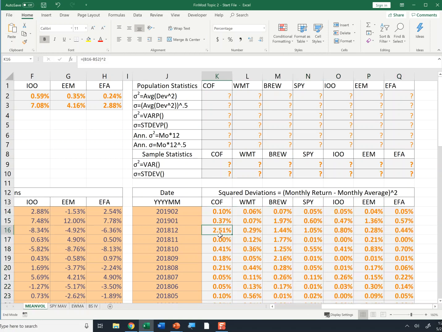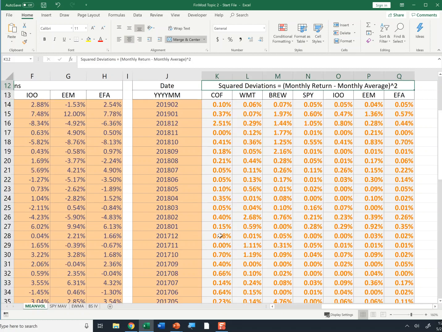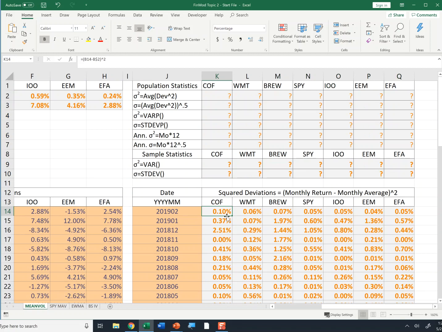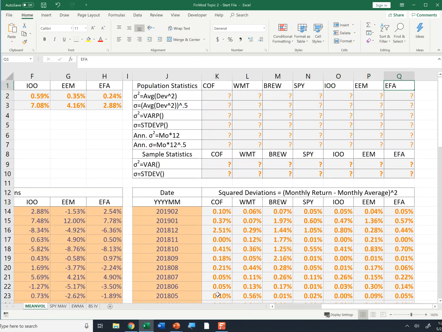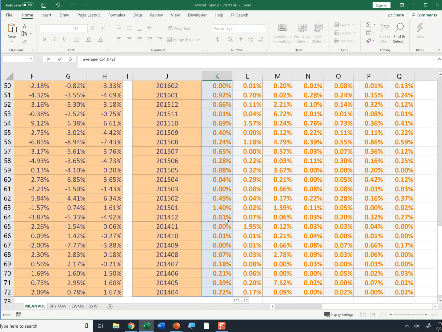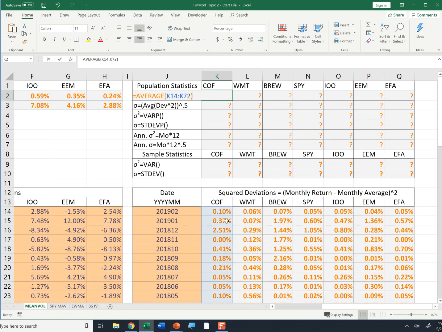I'm going to hit my N button, go down to the bottom, make sure the bottom looks good. Come back up. So for Capital One, I have my squared deviations from the mean. Now if I simply take the average of the squared deviations from the mean, equals average, and then put in these numbers, you can see that formula right there. The average squared deviation from the mean, that is my statistic called variance. If I copy that across, let's see what the riskiest asset was. The riskiest asset is Brew. It had the largest squared deviation from the mean.